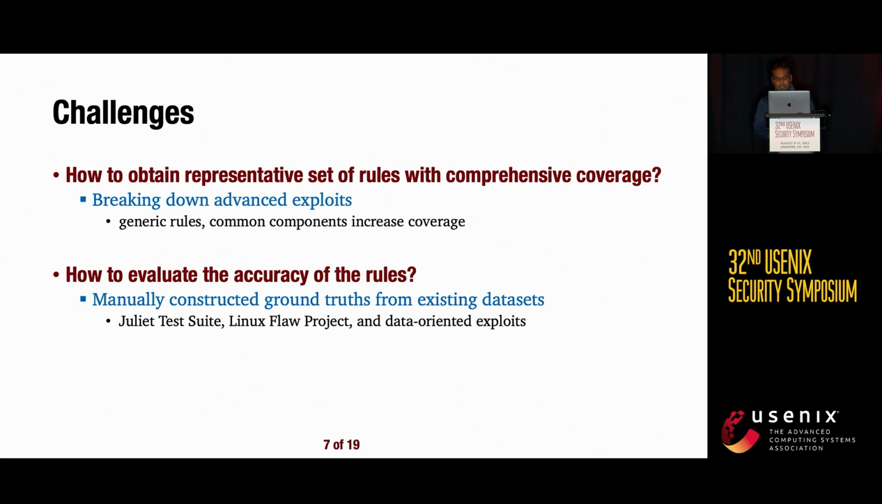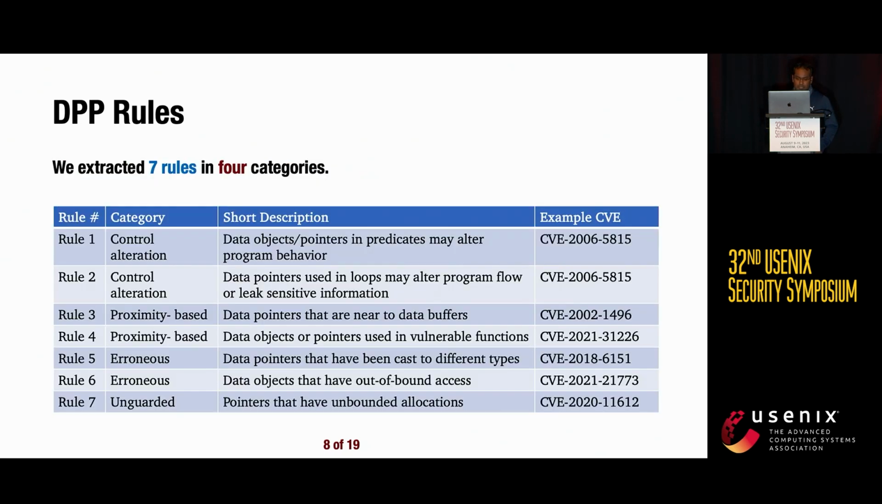The second challenge is how we can evaluate the accuracy of these rules, because there is no ground truth dataset that indicates the vulnerable list of data objects or pointers. So we had to manually curate this information from existing vulnerable programs. These are the 7 rules that we extracted for this DPP framework, which basically deal with data objects or pointers used in predicates that may alter program behavior, data objects or pointers used in loops that are near data buffers, data objects or pointers used in vulnerable functions that have been cast into different types, and also data objects that have out-of-bound access or data pointers that have been allocated with unbounded conditions.